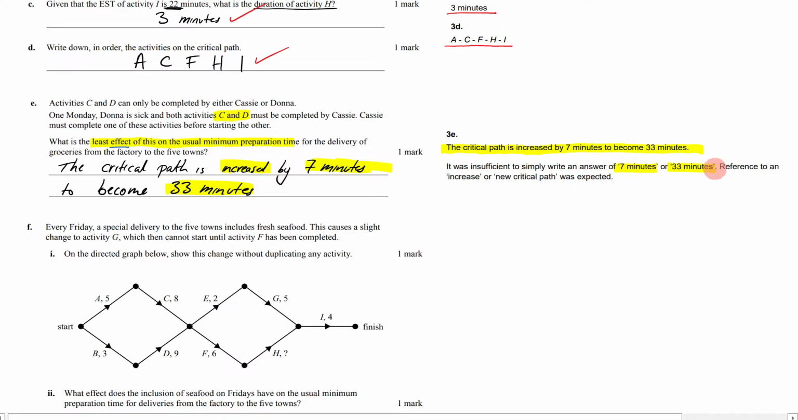And hopefully you can see why. It's because, what do those times even mean? What are you saying? You have to give them an explanation of what you're saying here. It continues, reference to an increase or new critical path was expected. So you needed to give a bit more information than simply writing 7 minutes or 33 minutes.